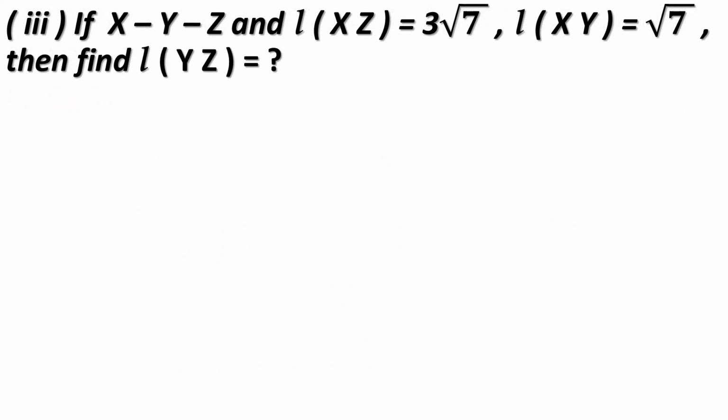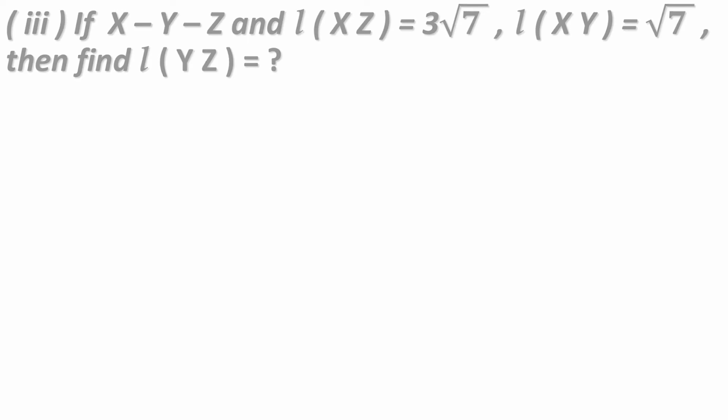Now here we have the next question. If x-y-z and length xz equals 3 root 7, length xy equals root 7, then find the length yz. This question you can do on your own. This question is the same as the previous two questions which I had explained to you just now.